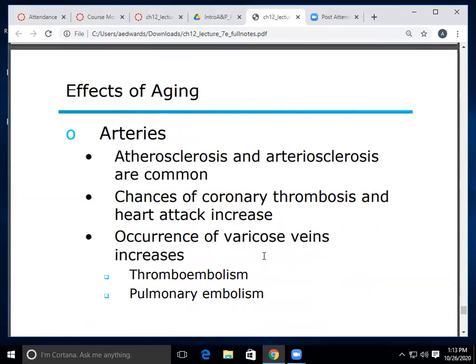What about the arteries as you get older? Well, it's common to get atherosclerosis or arteriosclerosis. So this has to do with hardening or thickening of the arteries, or narrowing of the arteries, excuse me.